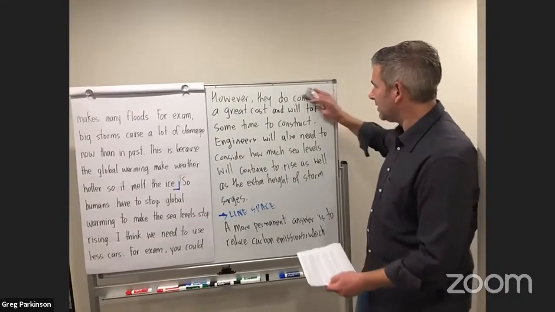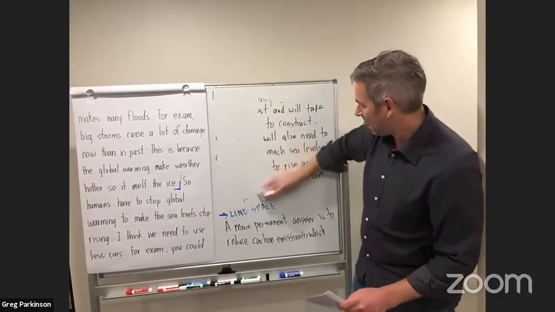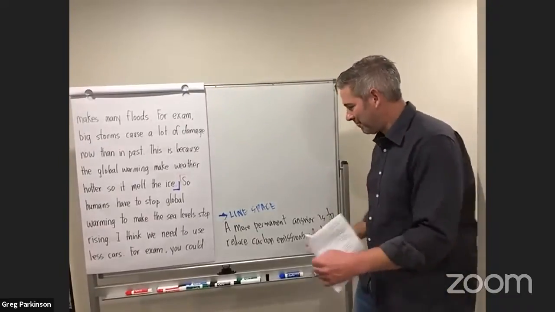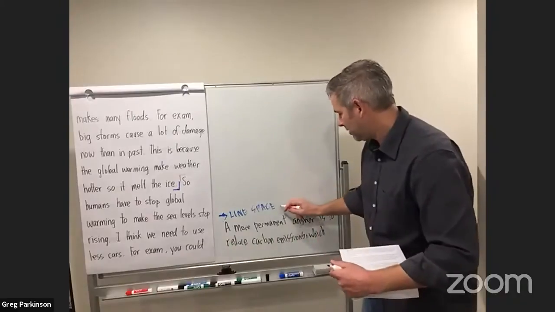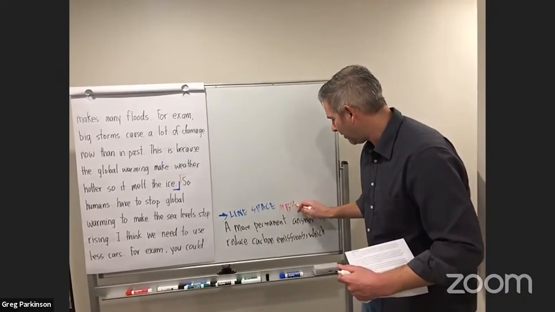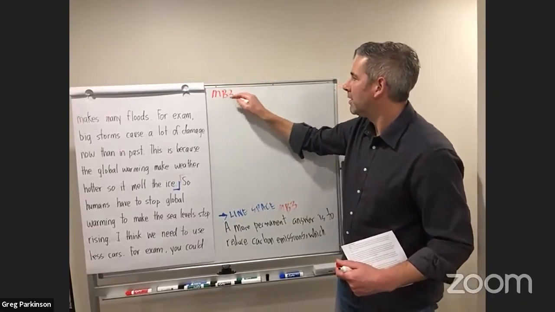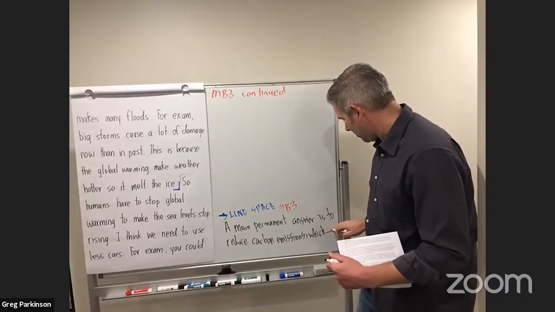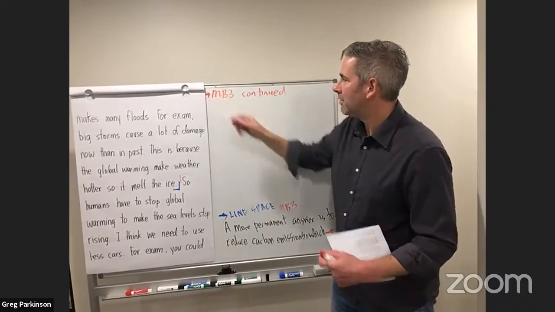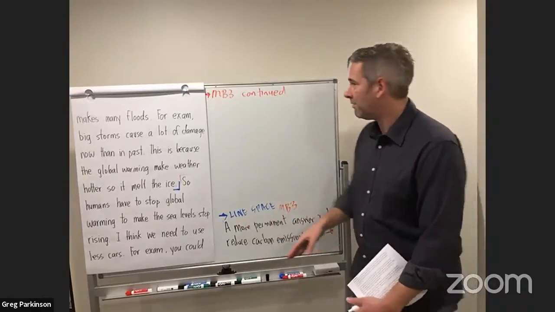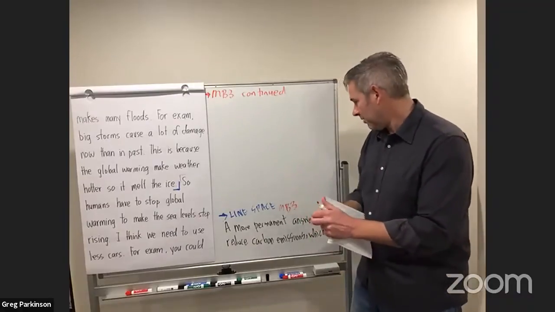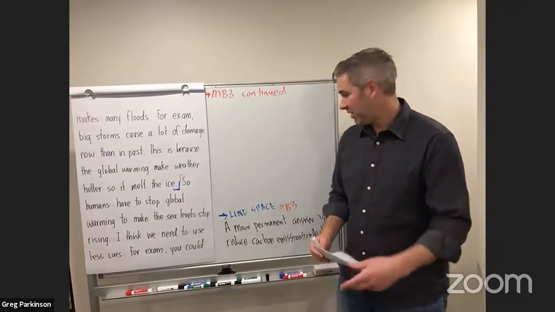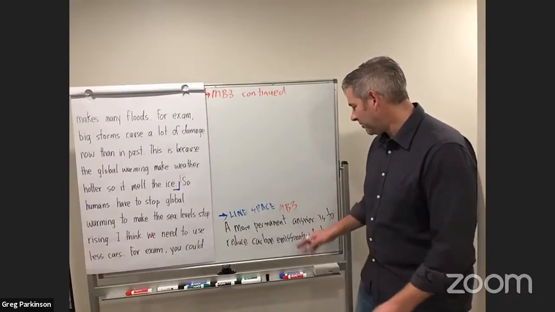Now, I'm going to erase this, but I don't want to erase the start of my sentence, right? So just remember, actually, I'll write it in red. Main body three, and we'll put main body three continued, just so you're not confused if you joined late, right? So this is the start of my paragraph, and I'm continuing it from here. So a more permanent answer. So again, just another way of paraphrasing, instead of saying solution, I'm saying answer. A more permanent answer is to reduce carbon emissions, right?